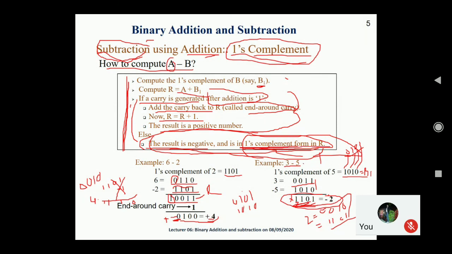What will be the result of 3 minus 5? It is -2. And the result for -2 will always be the complement form of 2.